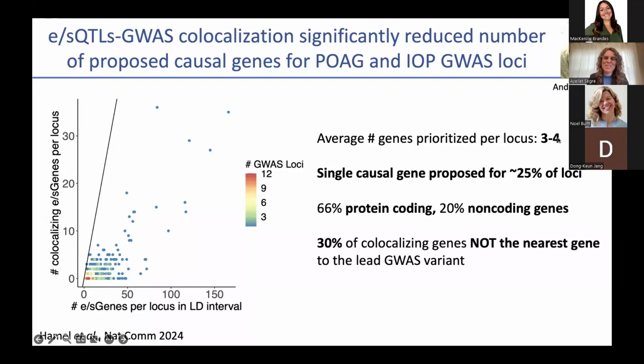So I think one interesting area of research in the future is to understand whether this is because we're not yet focusing just on the tissue of action for the disease, or whether many of the common variant associations in the future will turn out to be affecting more than one gene that has an effect on the complex disease per locus. A single causal gene was proposed for about a quarter of the loci. While the majority of the genes, 66%, are protein coding, 20% are non-coding, and the rest are other biotypes. And for 30% of the colocalizing genes, they are not the nearest gene to the lead GWAS variant. We've seen this with other complex diseases and traits, demonstrating the importance of measuring regulatory effects of the variants.